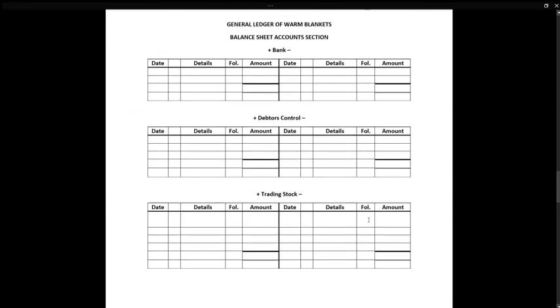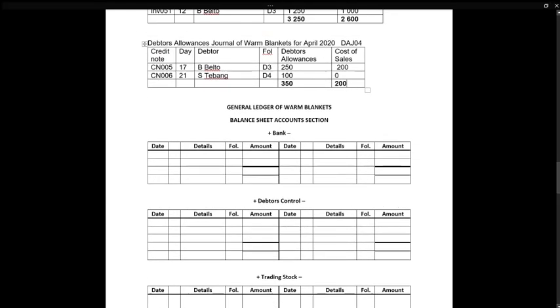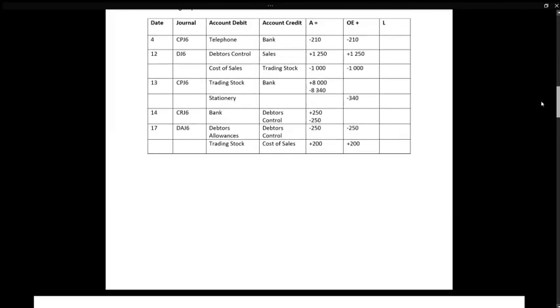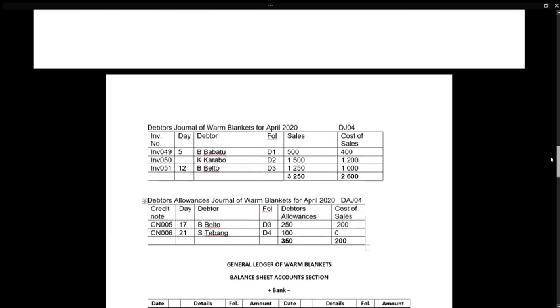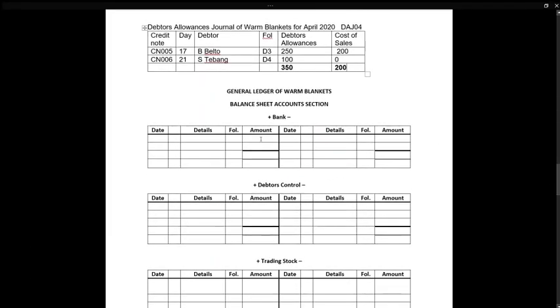So let's quickly do that as well. Bank, they did give us an opening balance, remember, so let's have a look at my opening balance. Bank, they said 10,000 Rand debit side. Let's fill it in. Bank 10,000 debit side. Where did I get this information? It's an opening balance. Opening balance value is always brought down. Details will be balance on the 1st of June 2020.